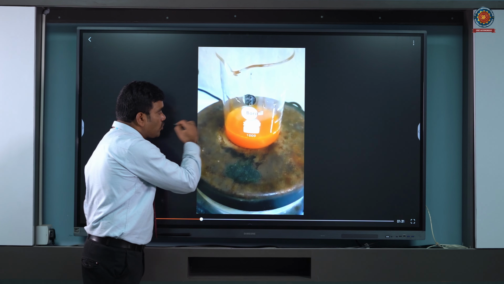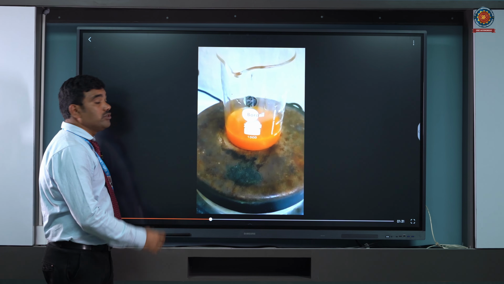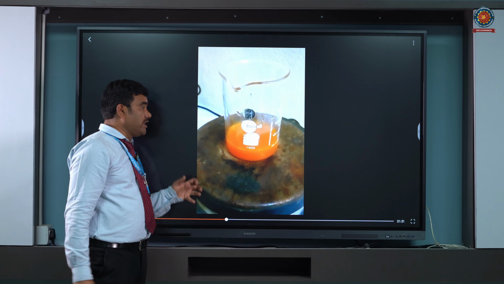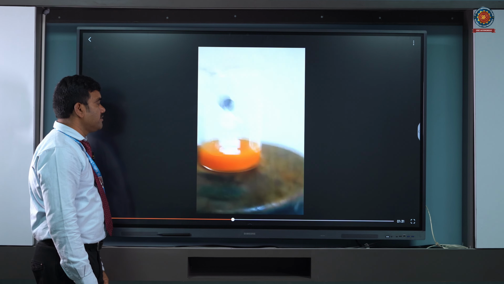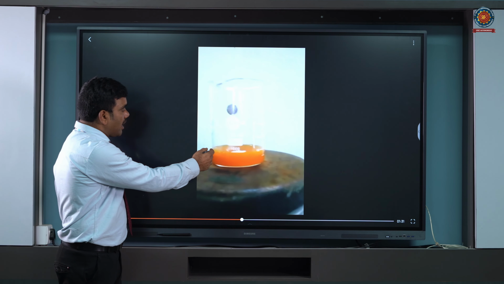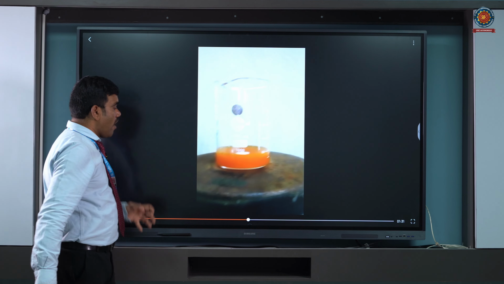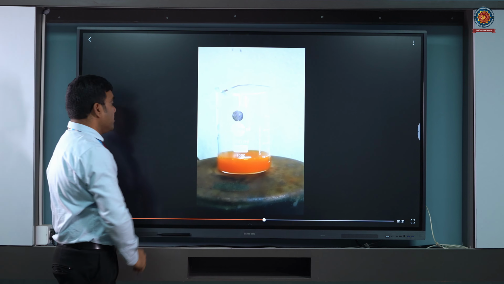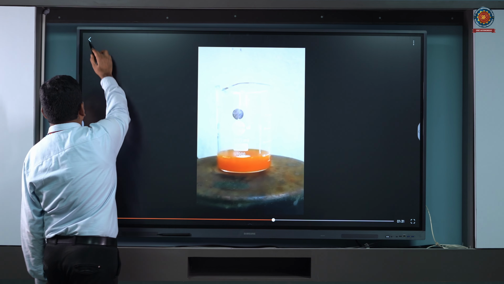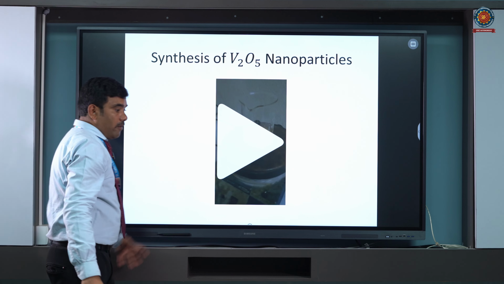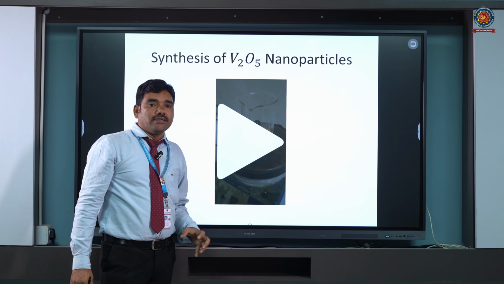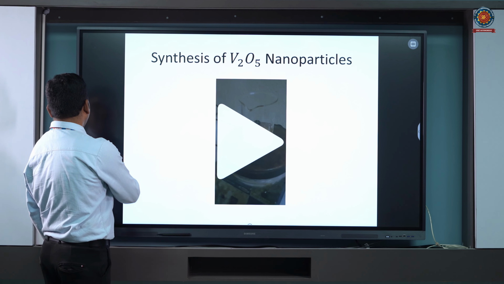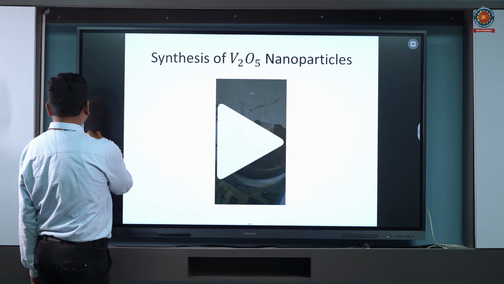Here the precursor solution is hydrogen peroxide, and vanadium pentoxide is taken as the starting material. See, the color is changed from yellow to orange. This is the beauty of nanoscience. Now let us go to the preparation conditions and preparation methods, different preparation conditions and different preparation methods.